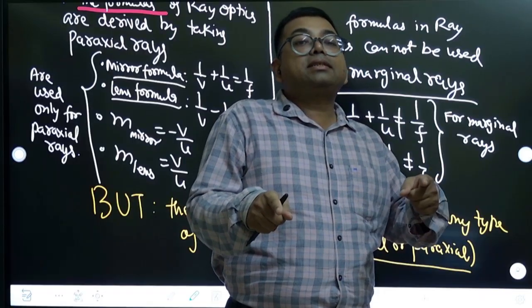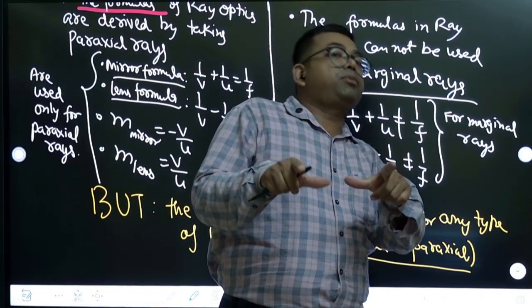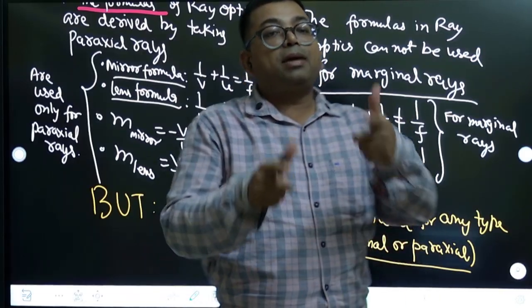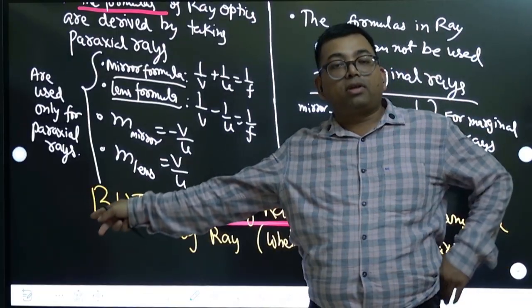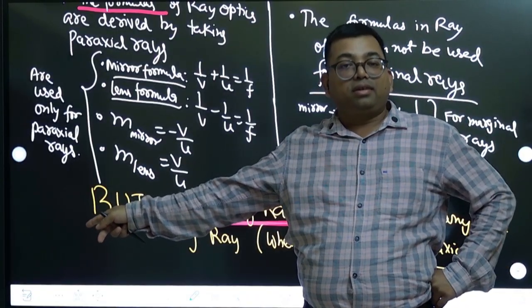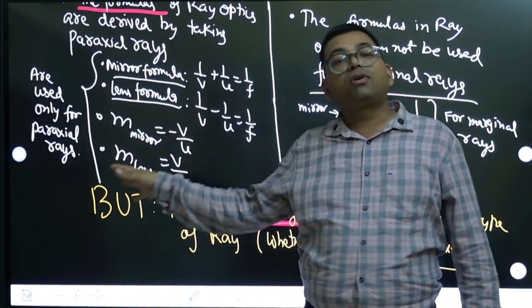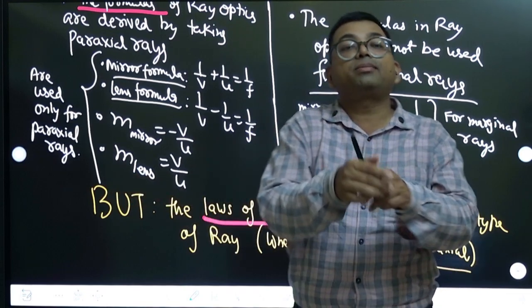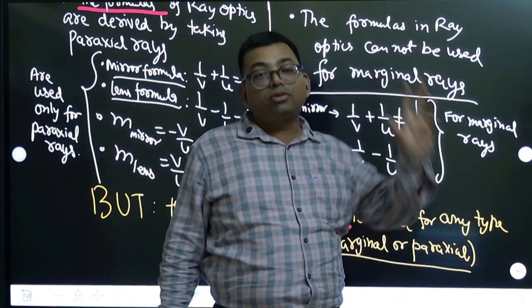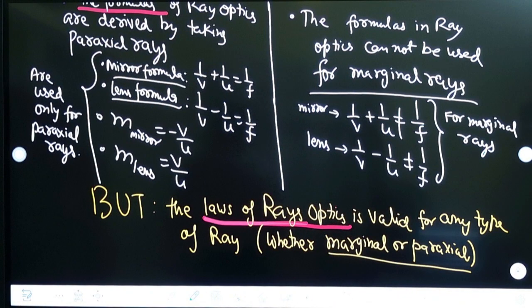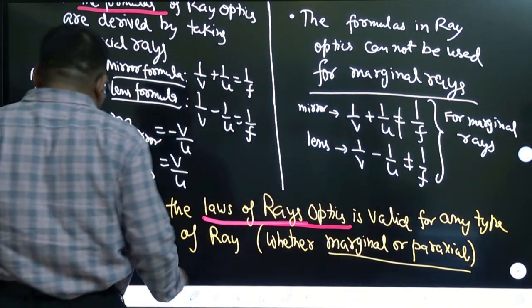But in the last step of the derivation, you will make an approximation. That approximation will give those formulas, right? That approximation which you make is what gives us those formulas. But if you don't use the approximation, you will get different formulas. Okay, that is what it is. Let's see one very simple example of this.